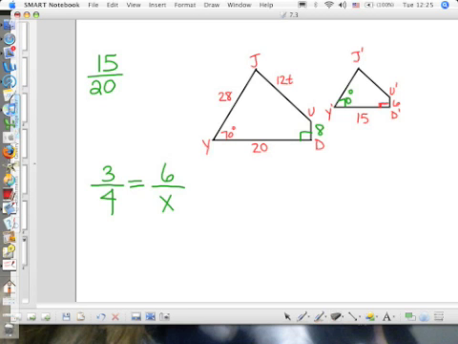All right, now let's find J prime Y prime. If we call that x, where does the x go this time? At the top, because now J prime Y prime is part of the smaller shape. And what is its corresponding measure? 28. Let me show y'all something real quick. What times 4 gives you 28? 7. So 7 times 3 is the top number. So x is, or J prime Y prime is 21.